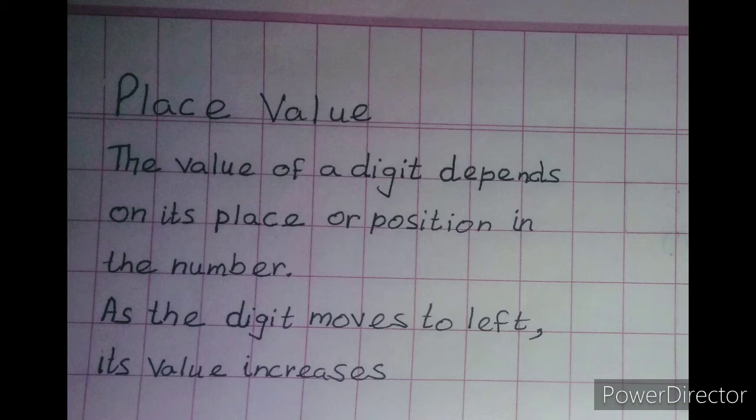Our next topic is place value and face value. So what is place value? Place value describes the position or place of a digit in a number. As the digit moves towards the left, its value will keep on increasing. Let us look into the example.